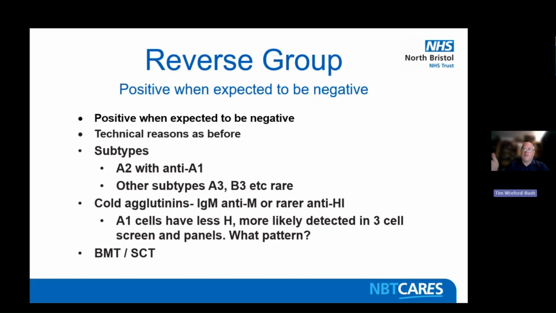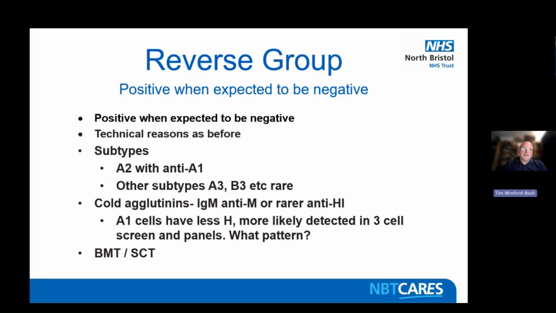It'll probably be pan across the board, same with the screen and the panels. I was going to say, well, what pattern would it be? I've just told you, it'd be pan, it'd be everything. Now the auto should be negative, so that's a bit of a clue. So with those patients, you certainly don't want to issue O, because O's got a lot of H on, so you're better off to cross-match against the patient's cells using maybe A2 if you can.